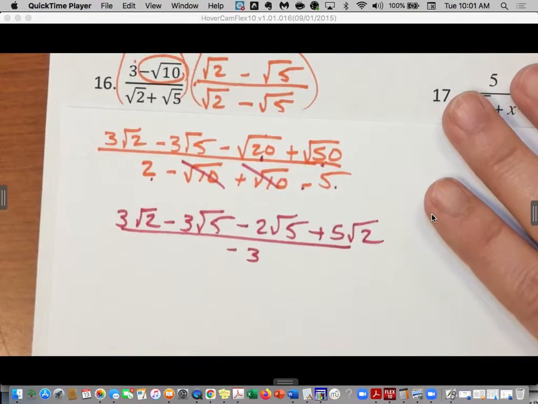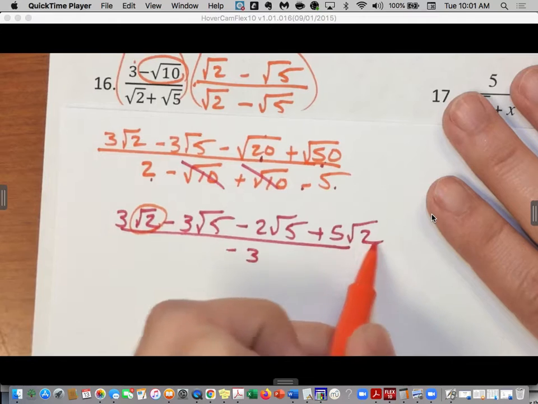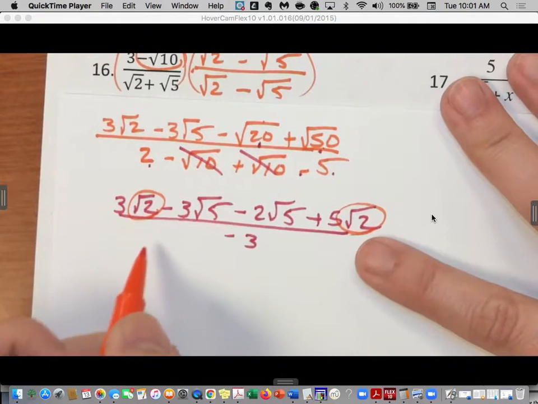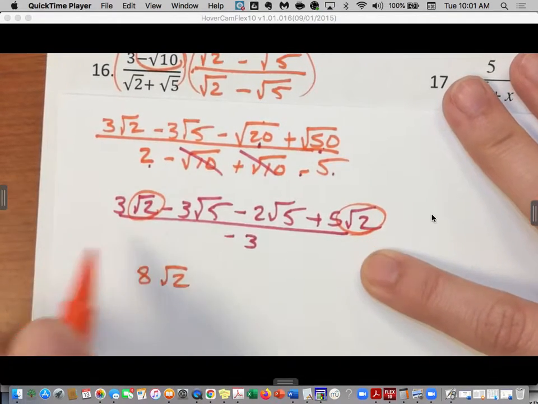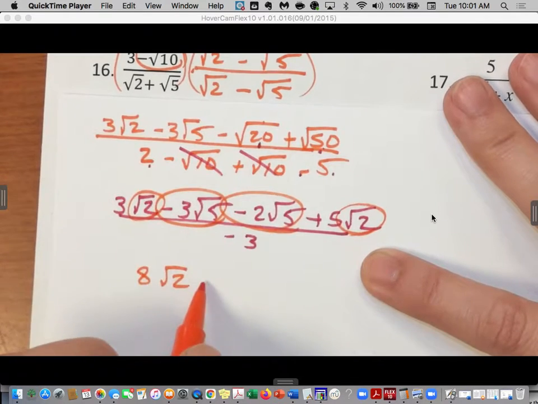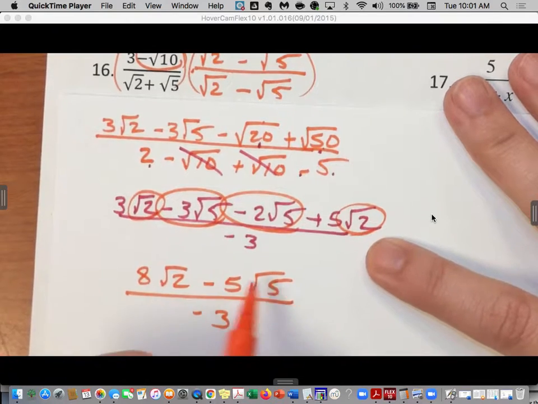Now I still need to go further because now I have like terms. I have a square root of 2 and a square root of 2. So 3 plus 5 gives me 8. And then I've got these two go together. So that's going to be a negative 5 square root of 5 all over negative 3.